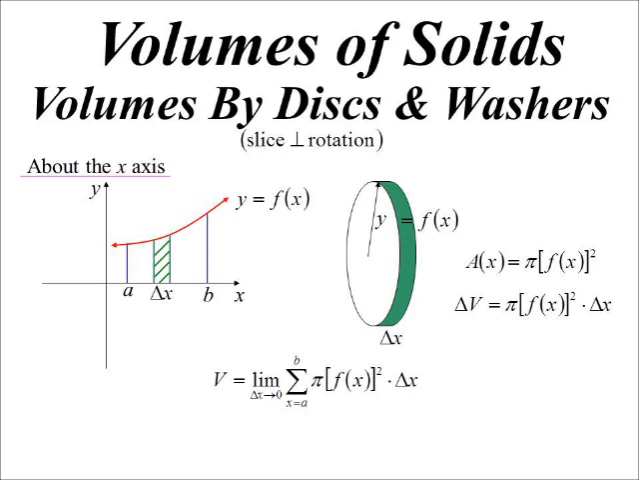So I want to add up all of these cylinders, all of those pi function x squared delta x, starting at a, going to b. But I want to look at it as that thickness is getting really close to 0. So there's my limit out the front. Now that is the integral.